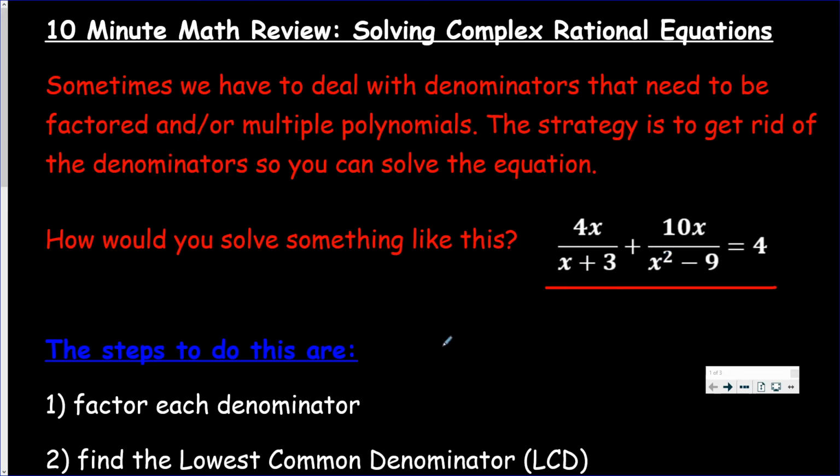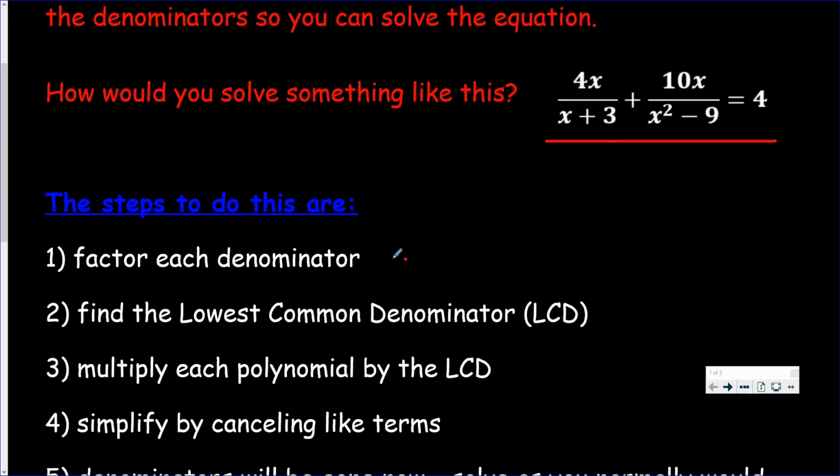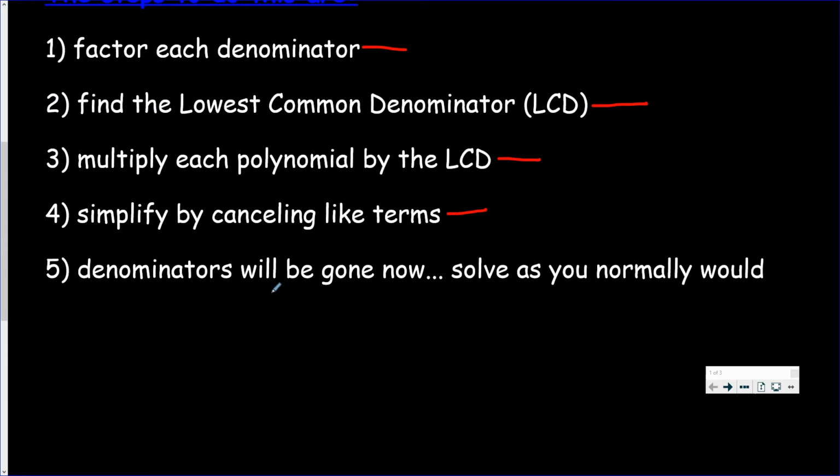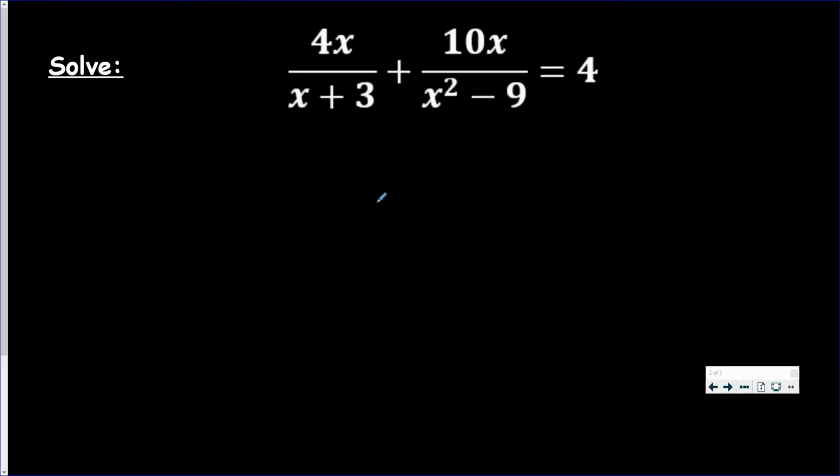So the steps are going to be, for any question that you have, the following. Number one, factor each denominator. Number two, you're going to be finding the lowest common denominator. Third step, you're going to multiply every polynomial in the equation by that lowest common denominator. That's going to allow you to simplify by canceling like terms. And then finally, all your denominators are going to be gone, so you're going to be able to solve as you normally would. Okay, let's take a look at our first example here.